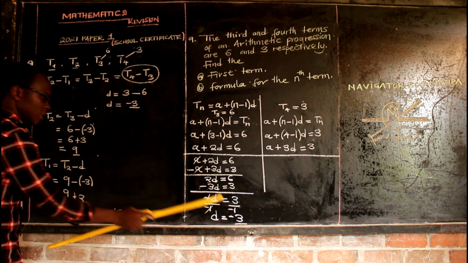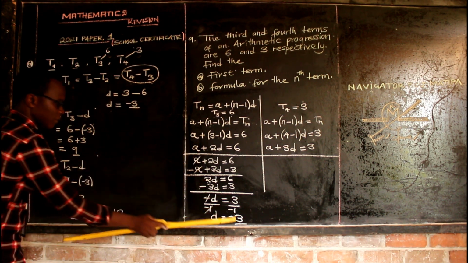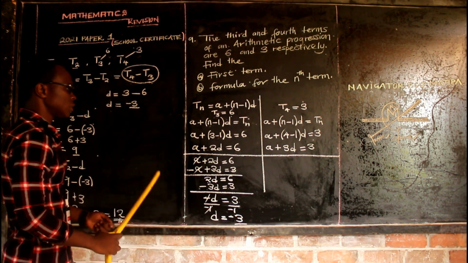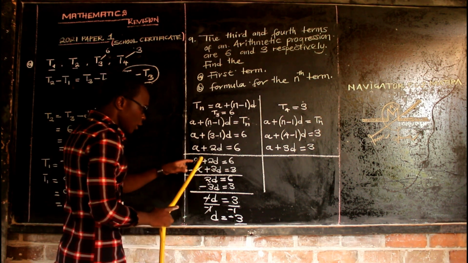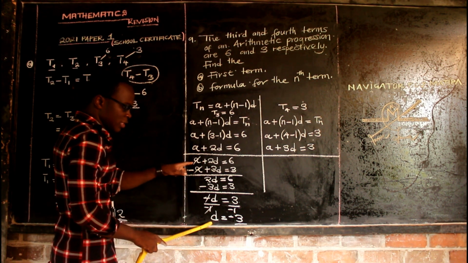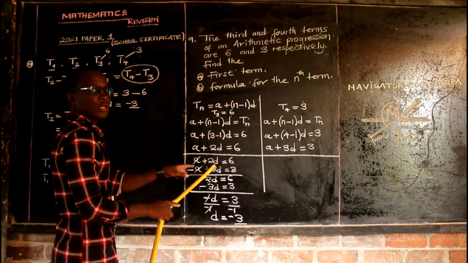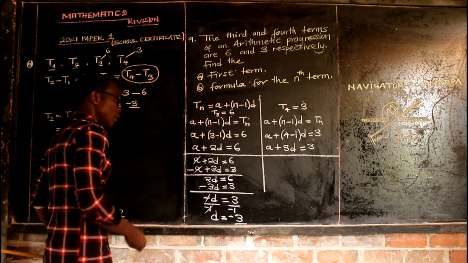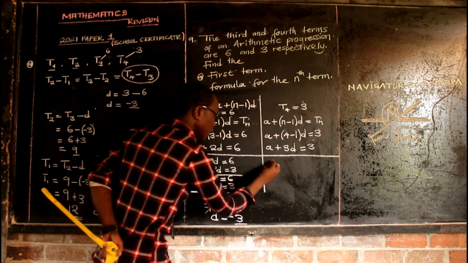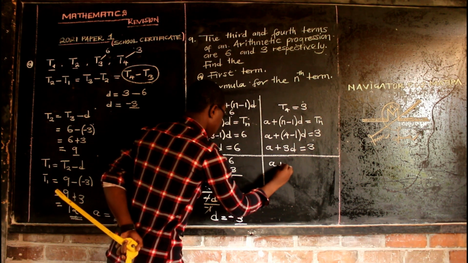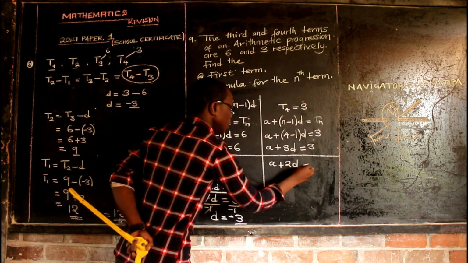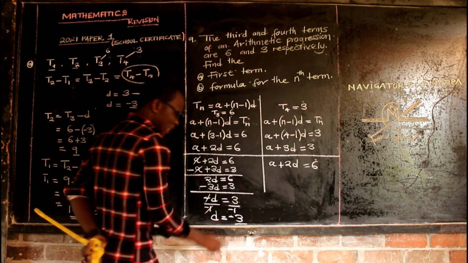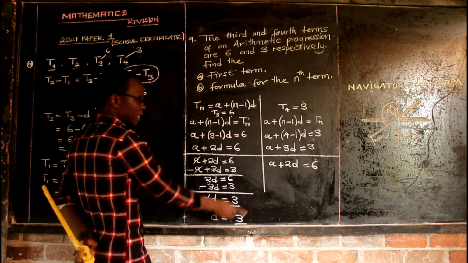This is negative 3. So now we are going to substitute in the other equation, in any of these two. Where there is d, we put negative 3 to find a, which is the first term. So we can use the first one, given by a plus 2d is equal to 6. Where there is d, you put negative 3 to find a.